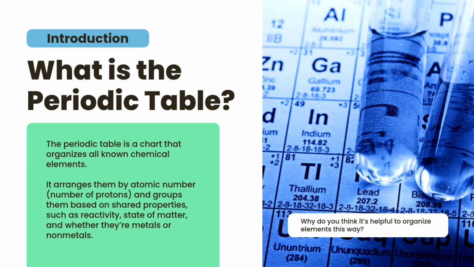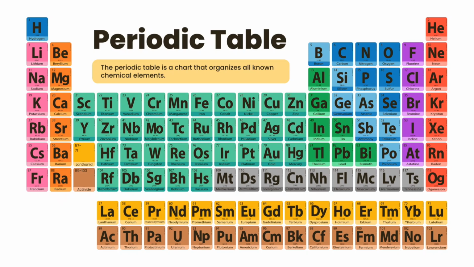So, what exactly is the periodic table? The periodic table is a chart that organizes all known chemical elements. Elements are arranged according to their atomic number, which is the number of protons present in an atom. Elements with similar properties are placed together. This makes it easier for scientists to study and compare them. The periodic table helps us understand reactivity, valency, electron arrangement, and many other properties of elements.